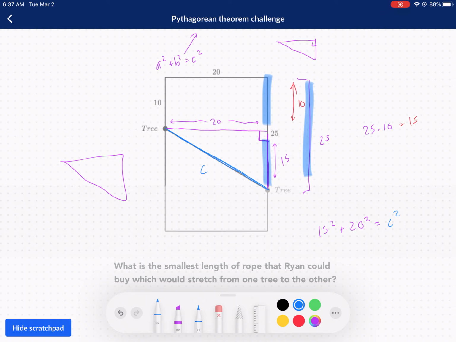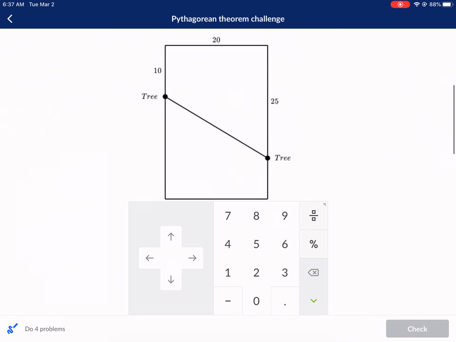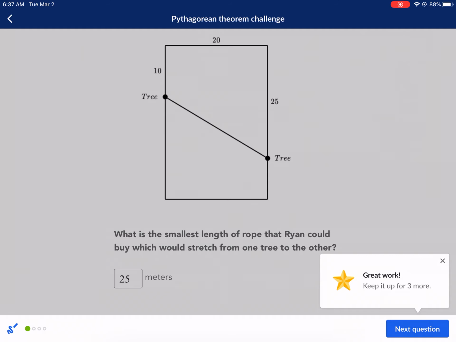Then we add these two together. 15 squared is 225, plus 400, and that's 625. 625 equals c squared. Take the square root, and we're going to get 25 equals c. So c equals 25. I was looking for a hide scratch pad. 25 meters. So check it. There we go, next question.